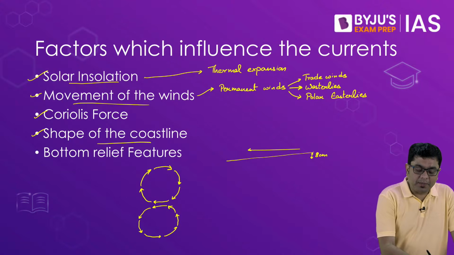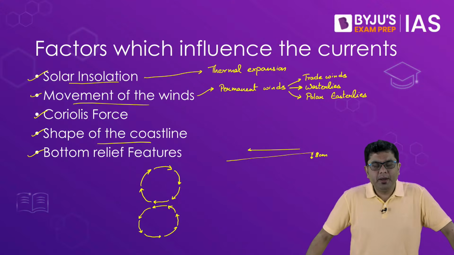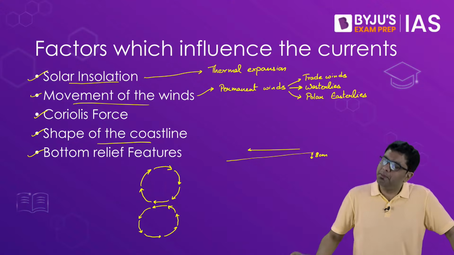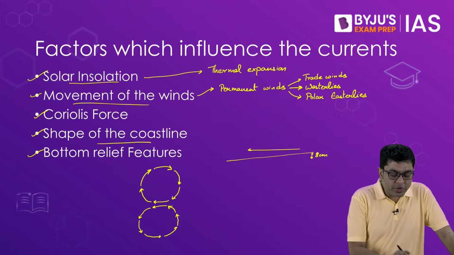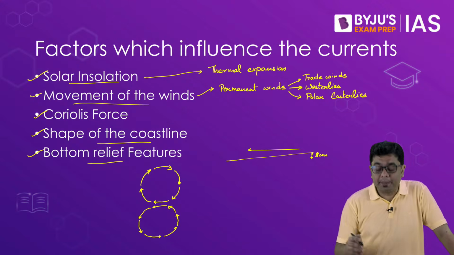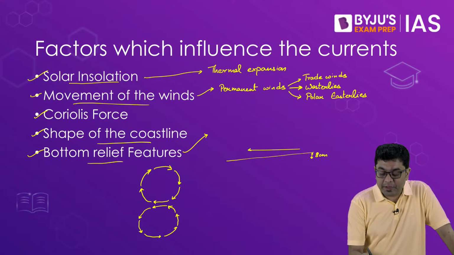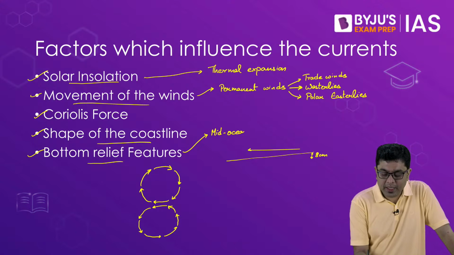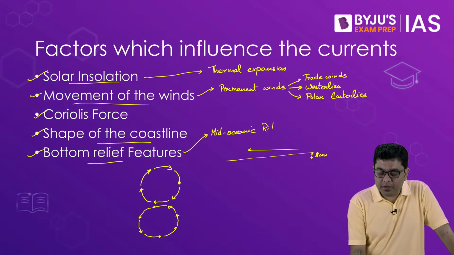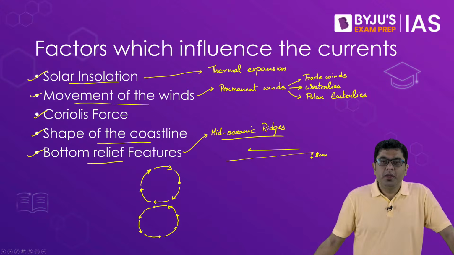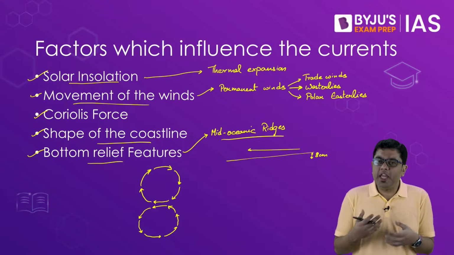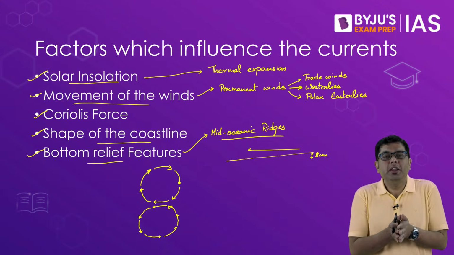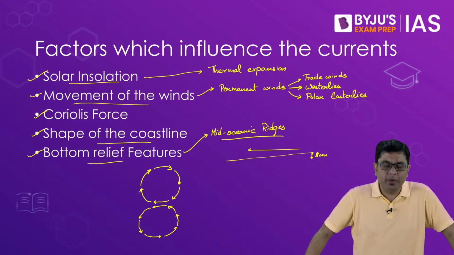And then we have the bottom relief features. This is a minor factor which influences the ocean current, but is a factor nonetheless. When we talk about the bottom relief, we are talking about relief features such as, let's say, mid-oceanic ridges. Okay, when we have mid-oceanic ridges, these mid-oceanic ridges also significantly impact the movement and the direction taken by the water body.